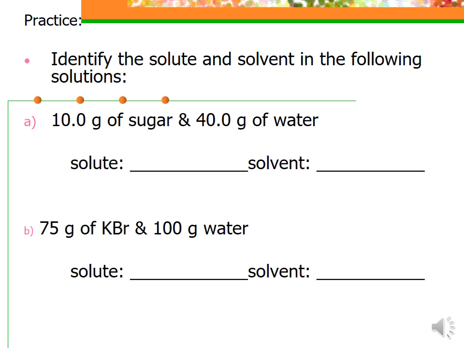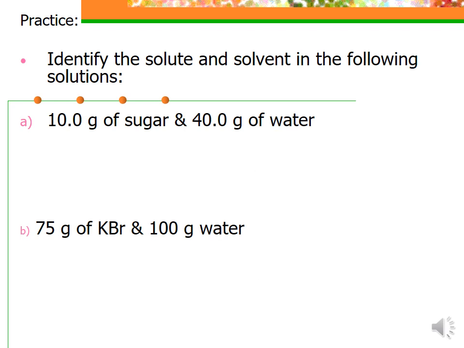So here we want you to practice identifying the solute and the solvent. So we have 10 grams of sugar and 40 grams of water. Which one is being dissolved? Which one is doing the dissolving? So the solute, what is being dissolved, would be sugar, and the solvent, what is doing the dissolving, is water.